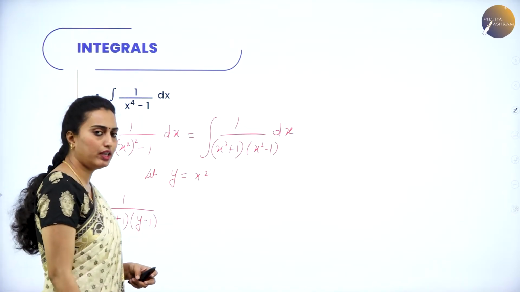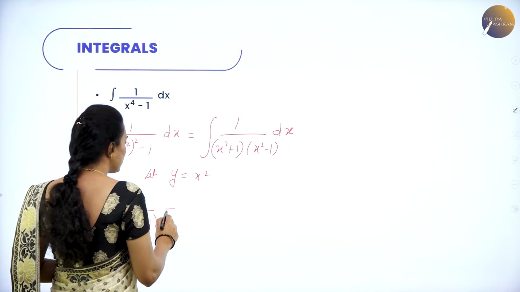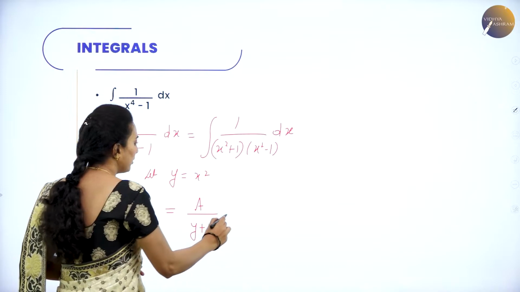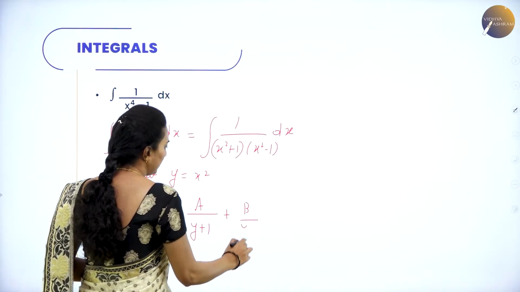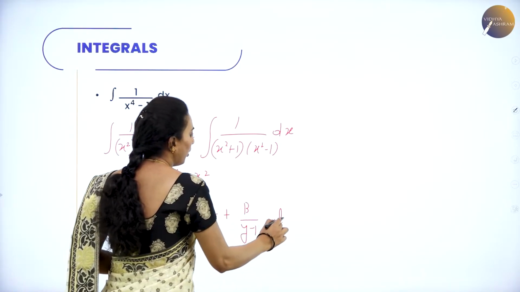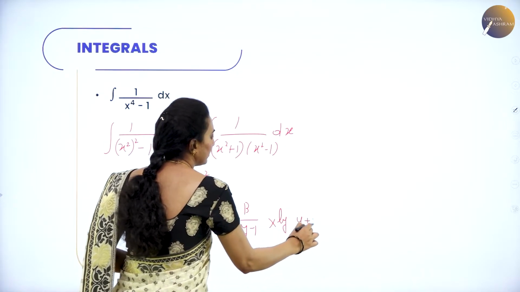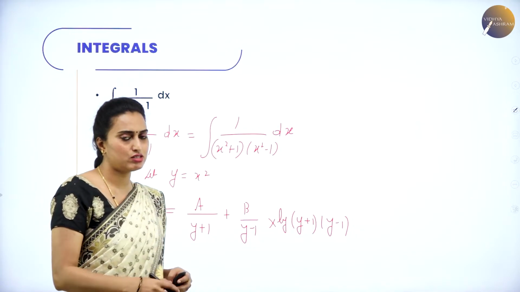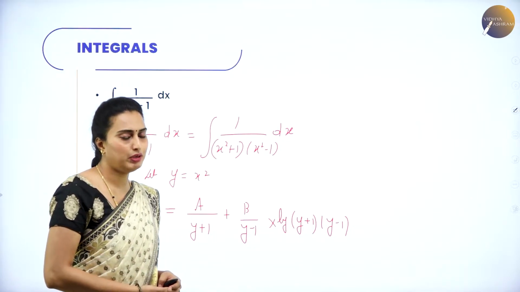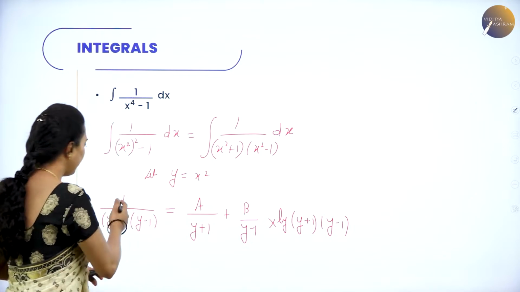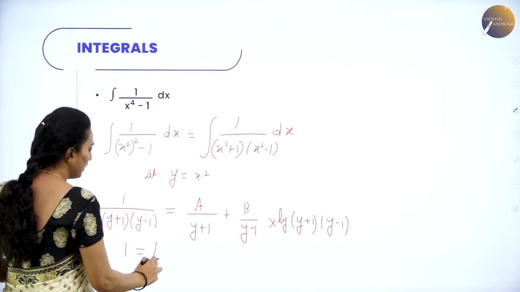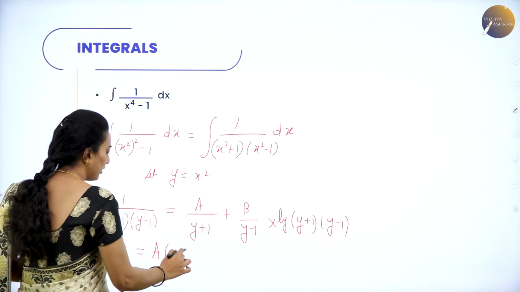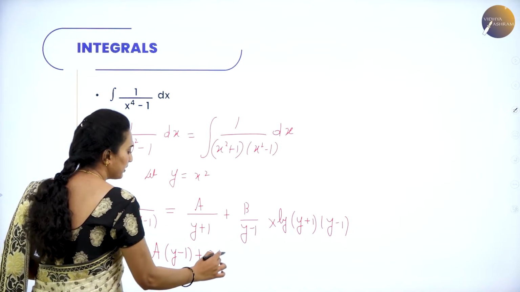Since x squared equals y, I can write this one as a divided by (y plus 1) plus b divided by (y minus 1). Now multiply throughout by (y plus 1) into (y minus 1) and then substitute back y as x squared after getting the a and b values. Now if you multiply, the left hand side is remaining with 1, which is equal to a into (y minus 1) plus b into (y plus 1).